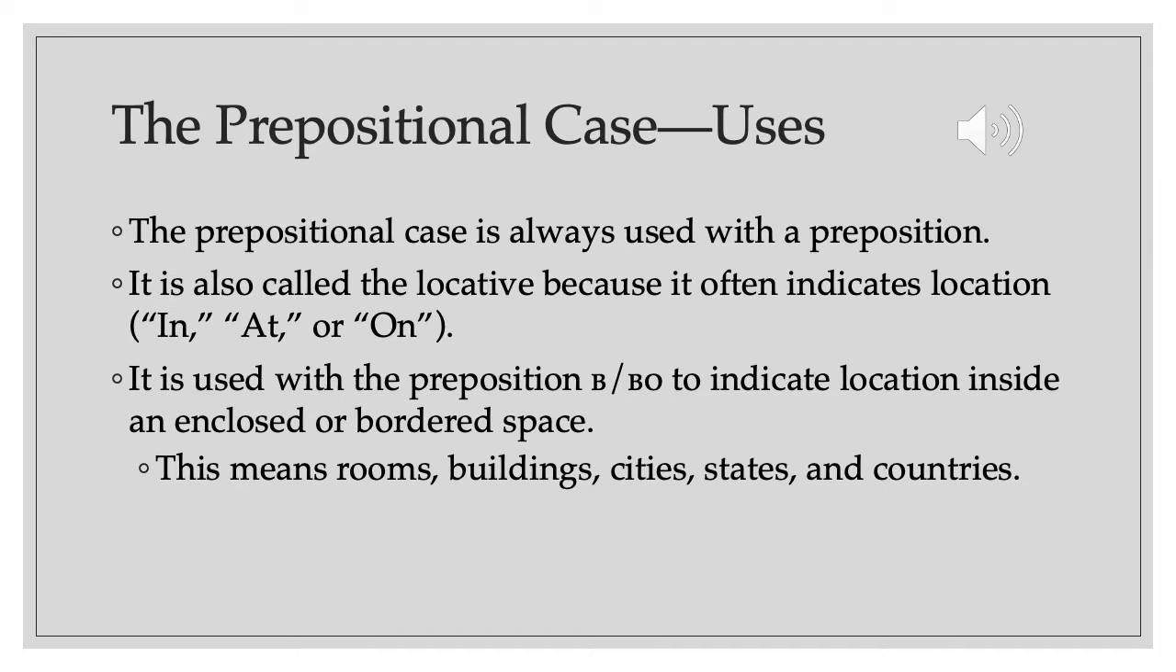And what we're going to talk about today is using it with the preposition в or во to indicate location inside an enclosed or bordered space. So this is how we say "in" in Russian. And we're going to use в plus prepositional to say that we are in rooms, buildings, cities, states, and countries.